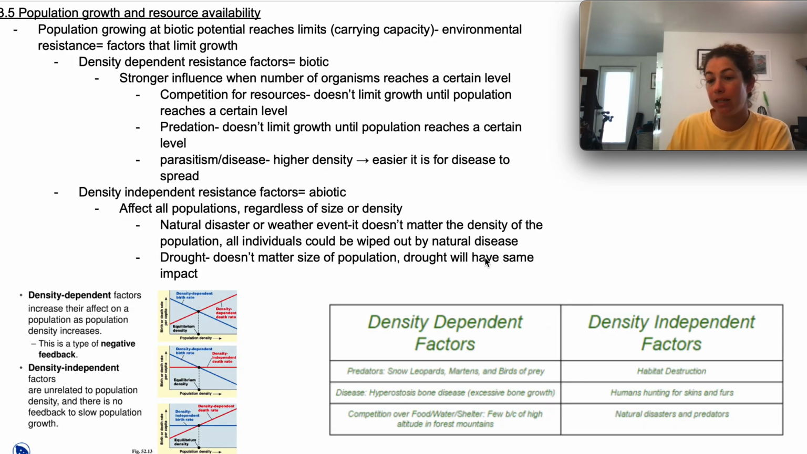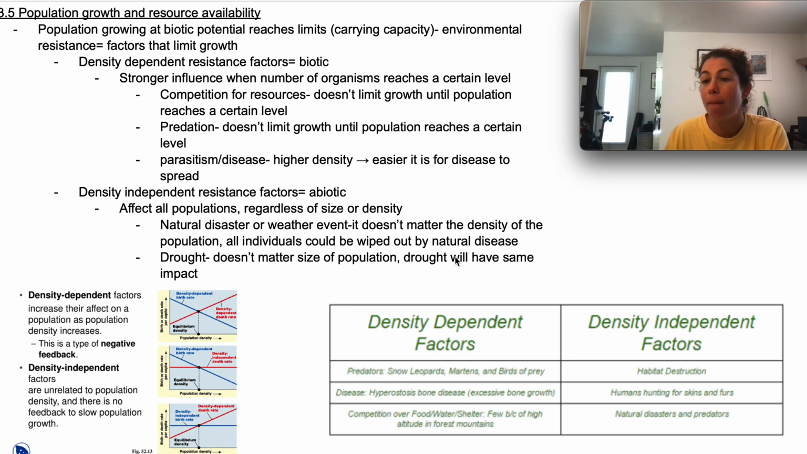So what limits your growth rate? There are 2 types of growth limiting factors. They can be density dependent, meaning that they have a stronger influence when the population is at a certain level. So there are things like competition, predation, parasitism that have an increasing influence on the population as the population becomes bigger, as opposed to density independent factors, which affect the population regardless of the population density.